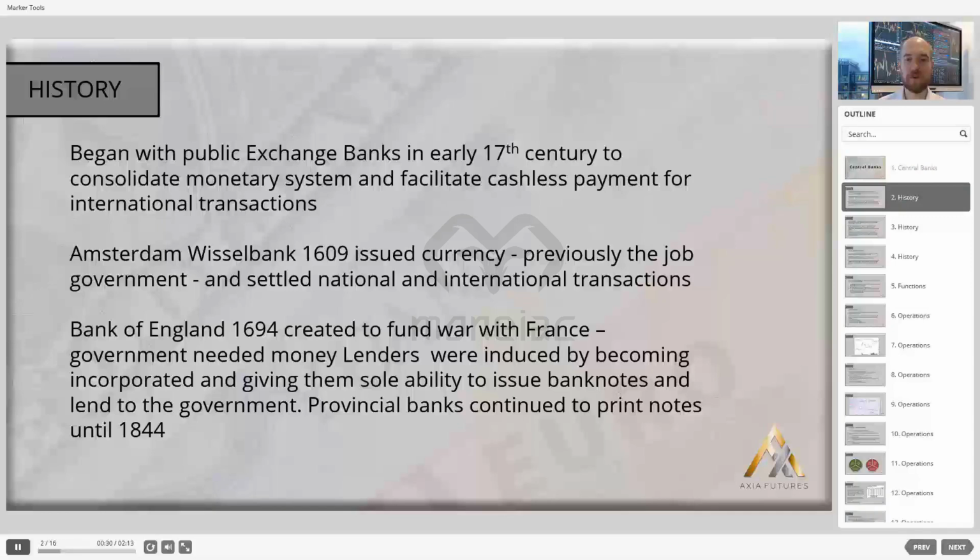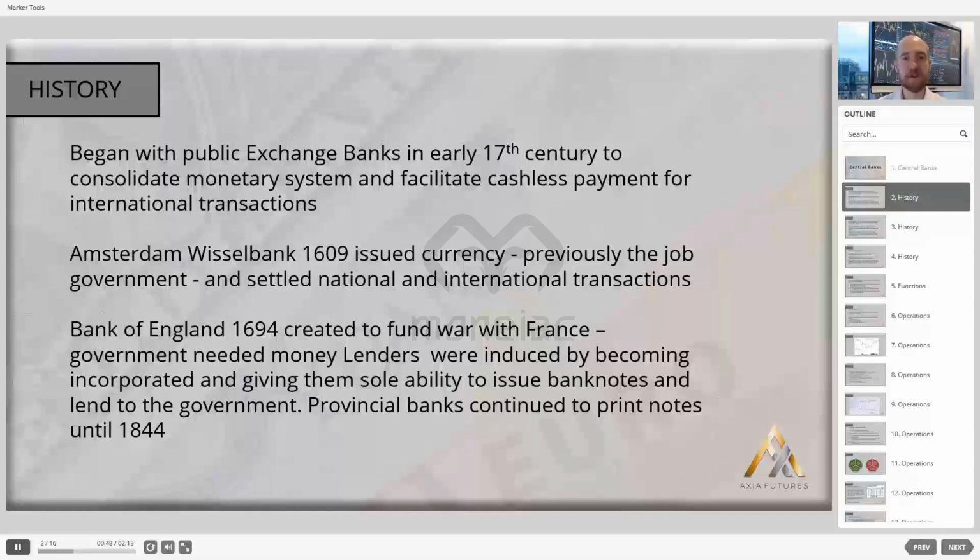These sought to make the system a little bit more efficient and facilitate more and more international trade. This was at a time when international trade was beginning to really boom. You'd seen the exploration of the East Indies, the West Indies. So there was a need for this facility.